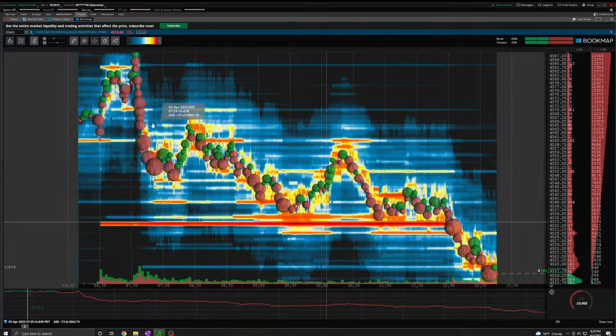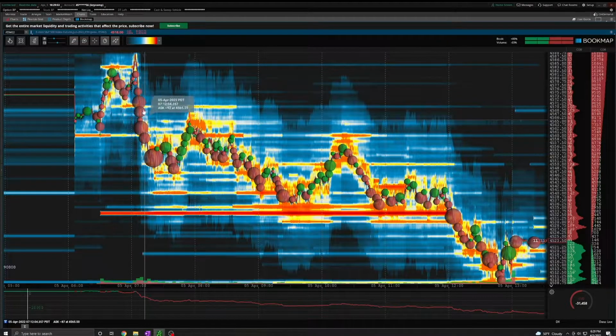And you can sort of see, just looking at the graph, how we've tested levels and we've just broken through some support. And some pretty big support, I would say, as we're going down today.